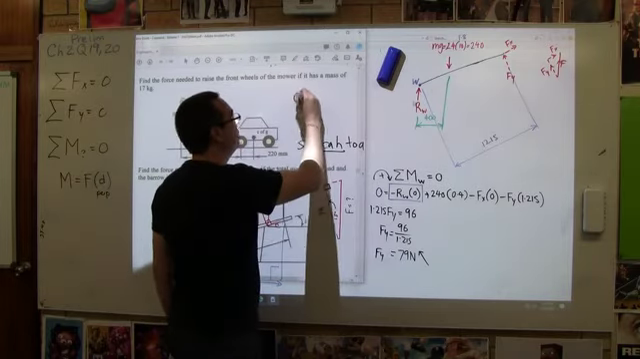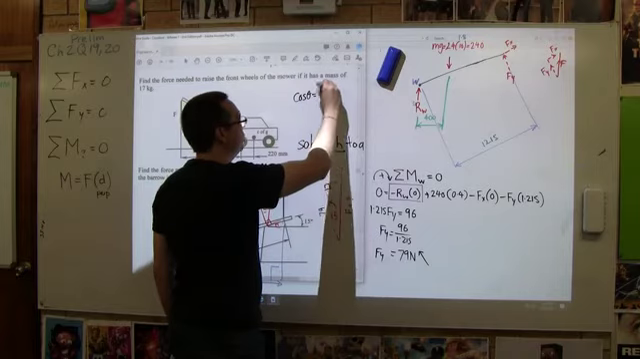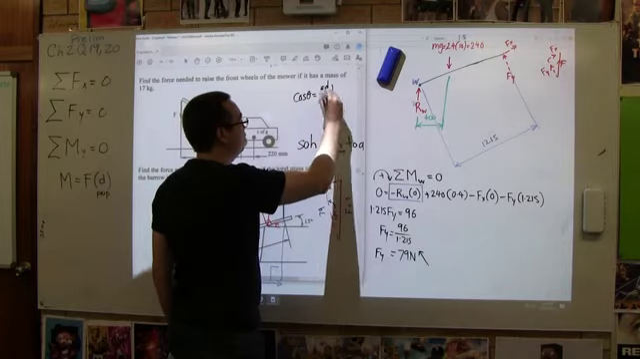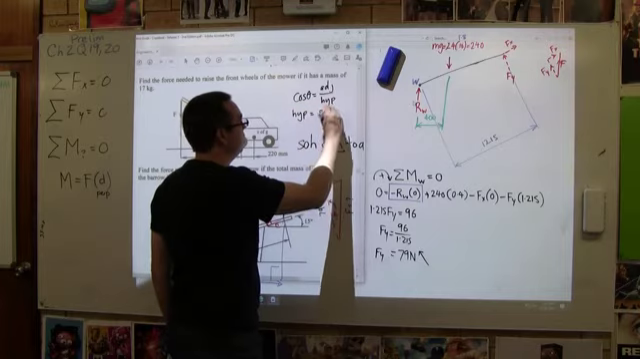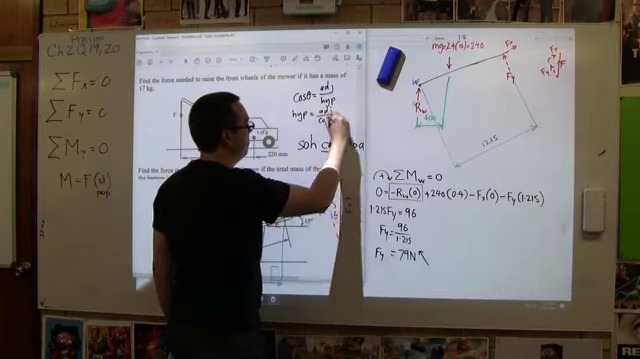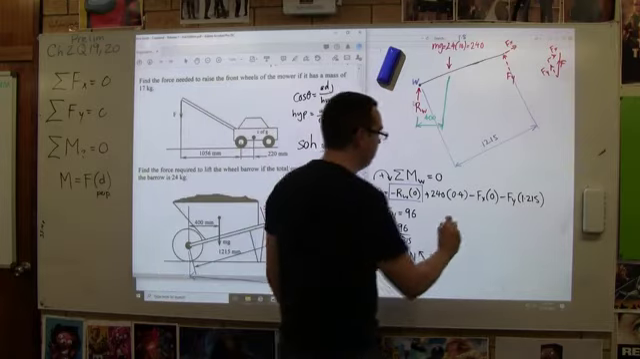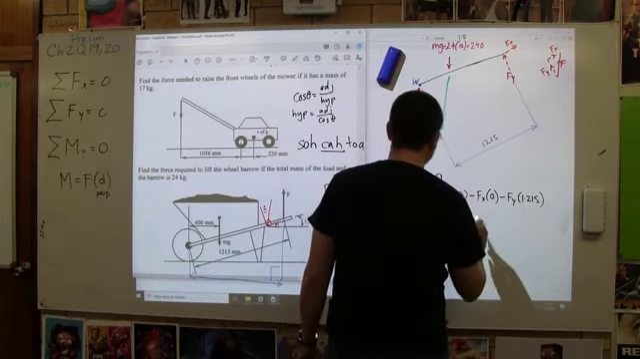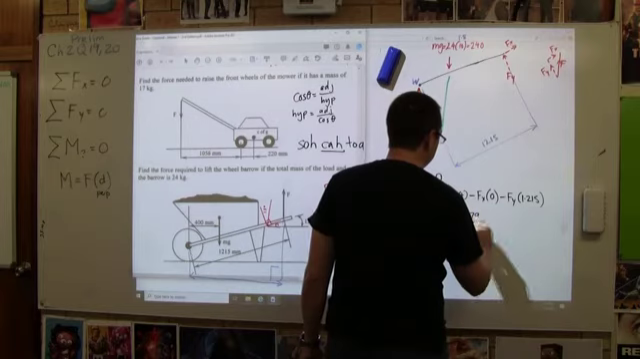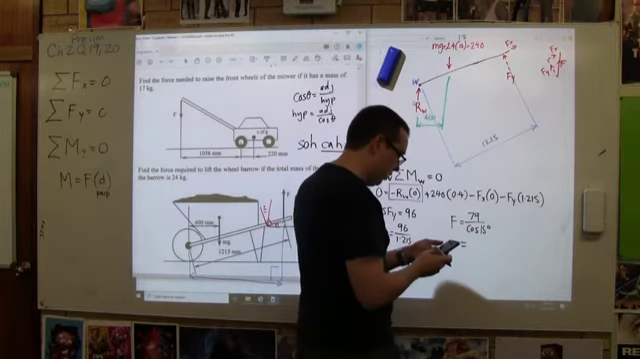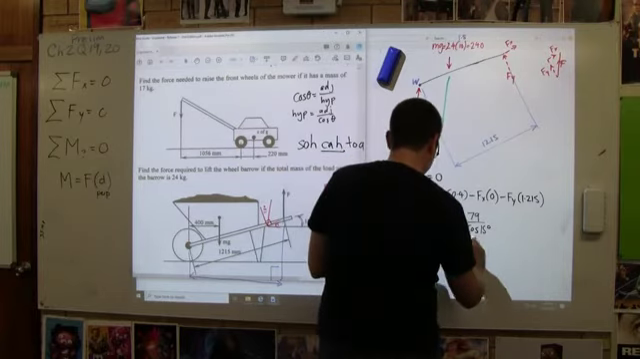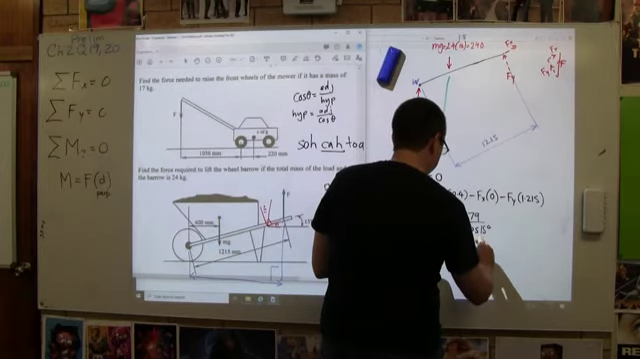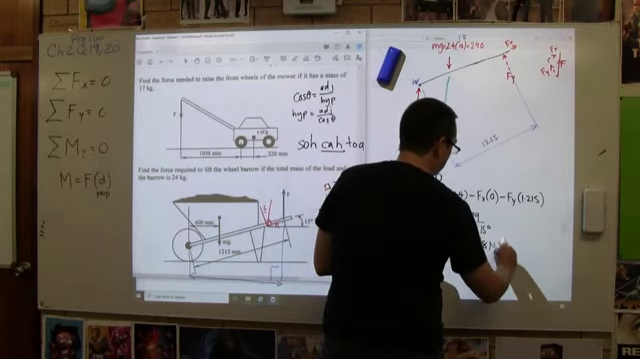So we can write that cos theta equals adjacent over hypotenuse. If we want to find the hypotenuse, we reverse that: hypotenuse equals adjacent over cos theta. So in our case, F is equal to 79 divided by cos 15 degrees, which equals 81.8. And that's straight up.